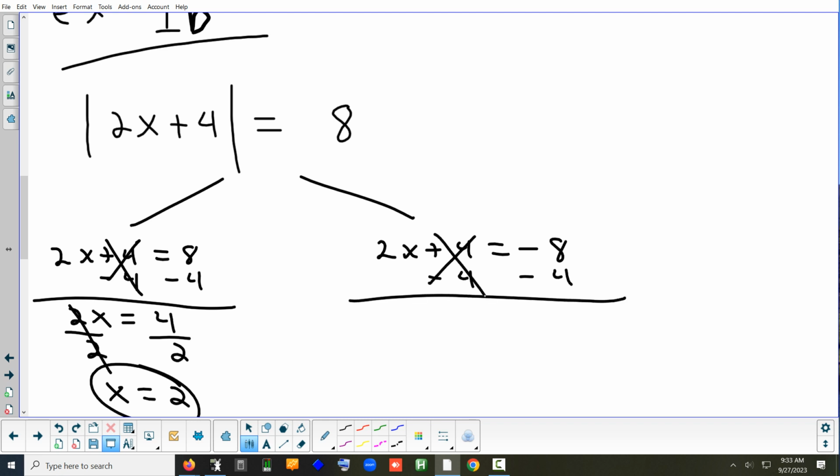That leaves you with 2x on the left. Now be careful on the right. What's negative 8 minus 4? Negative 12. And then we still have to get rid of the 2 in front of the x, just like we did in the other one. So we're going to divide by 2, divide by 2, and it would become negative 6, and we get x equals negative 6.